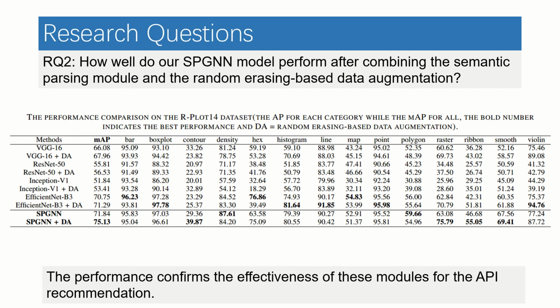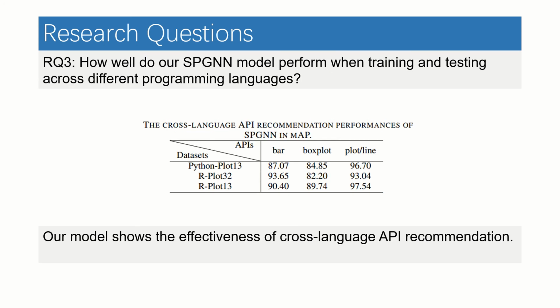The semantic parsing and data augmentation modules are 2 important parts of our model. After composing these 2 tricks, the performance confirms the effectiveness of these modules for the API recommendation. In order to evaluate the effectiveness of our method in dealing with the cross-language API recommendation, 10 developers independently pick up the shared APIs in Python Plot13, Plot32, and Plot14, namely bar, boxplot, and the plot, which is called line in our programming language.